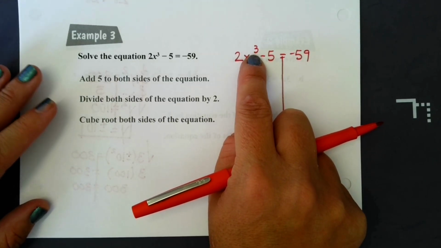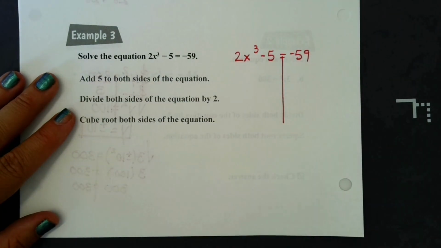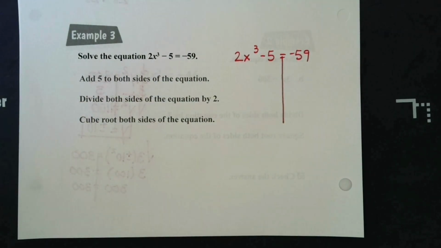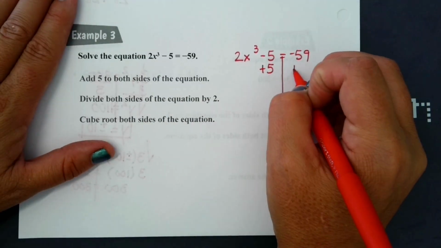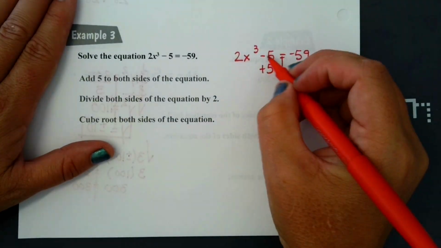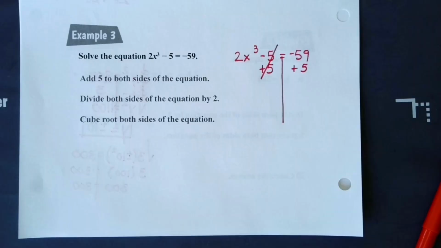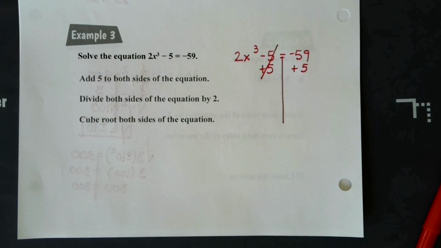We're not going to change how we solve this. What should I do? How would you get rid of that 5? There you go. We're not changing how we solve this. So I have negative 59 plus 5. Write down your answer.